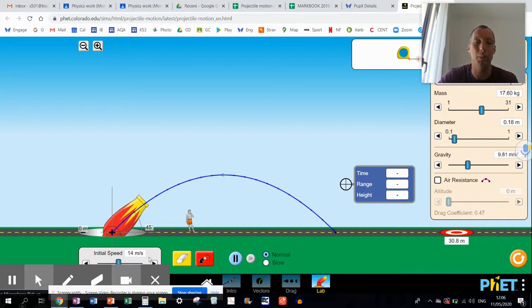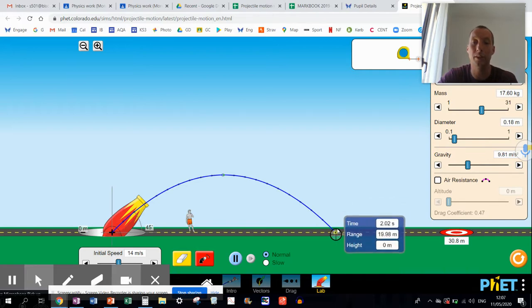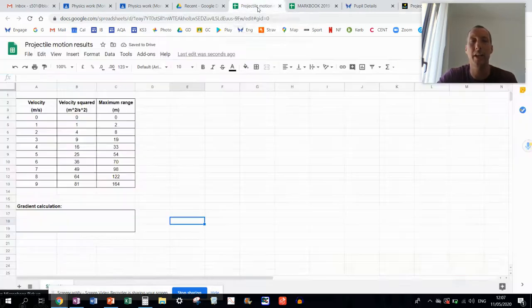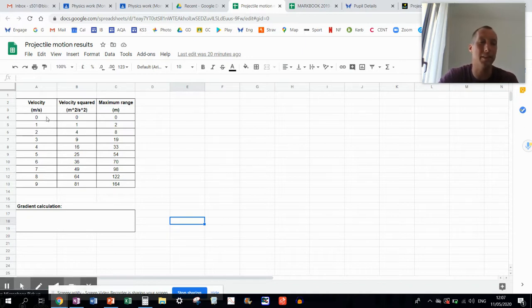Our independent variable is the speed, or at least we want the speed squared, and our dependent variable is going to be the range, which is the horizontal distance travelled. So I've linked for you on Google Classroom a little table you can put your results into. I've made these ones up, so they're not actually taken from the simulation. But you're going to choose 10 different velocities. You're going to work out what the velocity squared is.